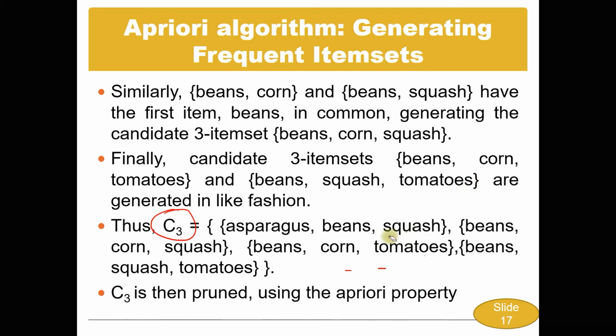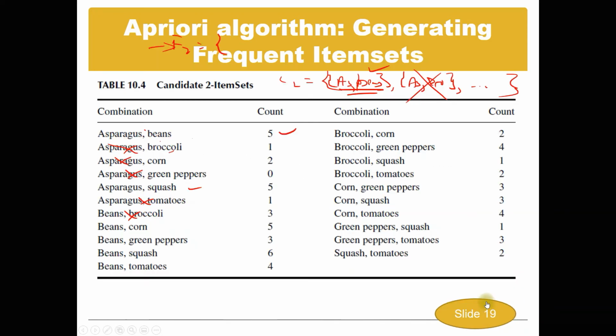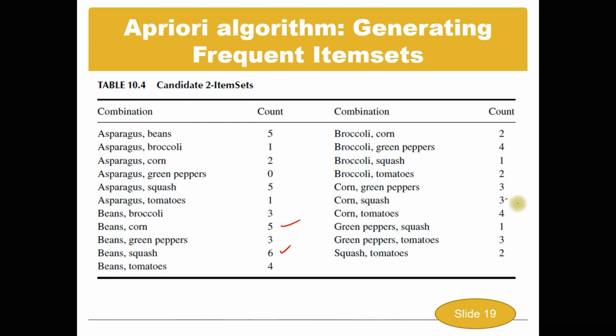Let's proceed step by step. Let's move on to bean, cone, and squash. What do we need to do now? We need to look at bean, cone, bean, squash, and cone, squash. So if bean and cone were not frequent, the whole thing would be pruned. Let's have a look at bean, cone, and squash. Bean, cone, it's okay. Bean, squash, it's okay. Cone and squash now, it's not okay. Cone and squash is not okay.